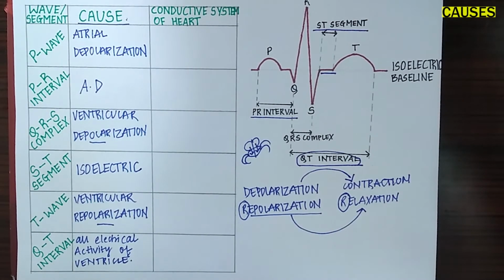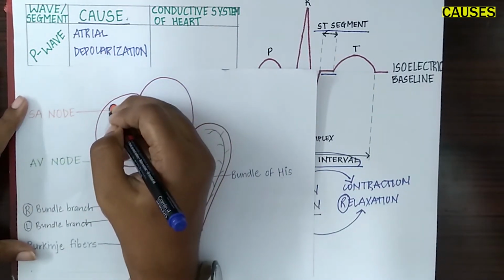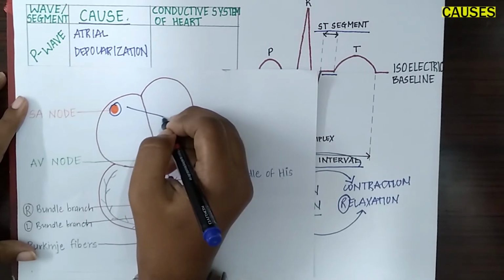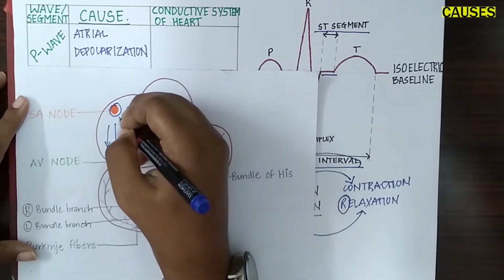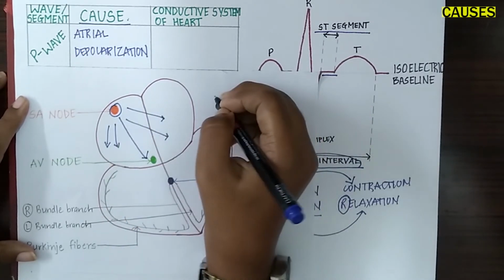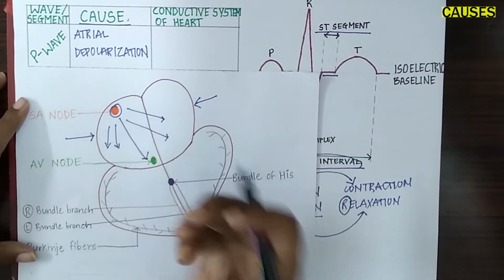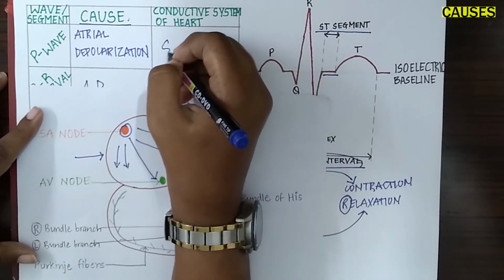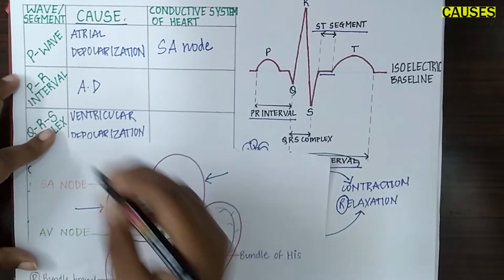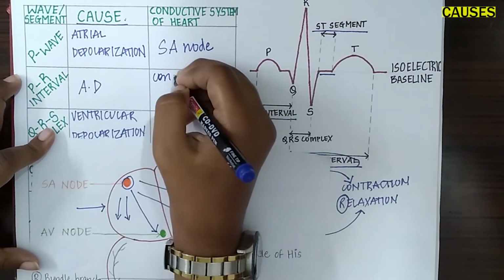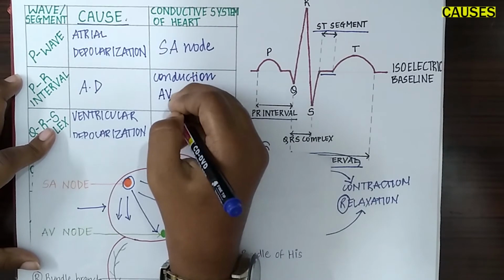So now let's see what this wave and interval correspond to in the conductive system of the heart. Impulse gets generated from SA node and it is spread all across the atria and also to AV node, which leads to the contraction of atria and atria get depolarized. So P wave represents SA node. PR interval represents conduction through AV node.